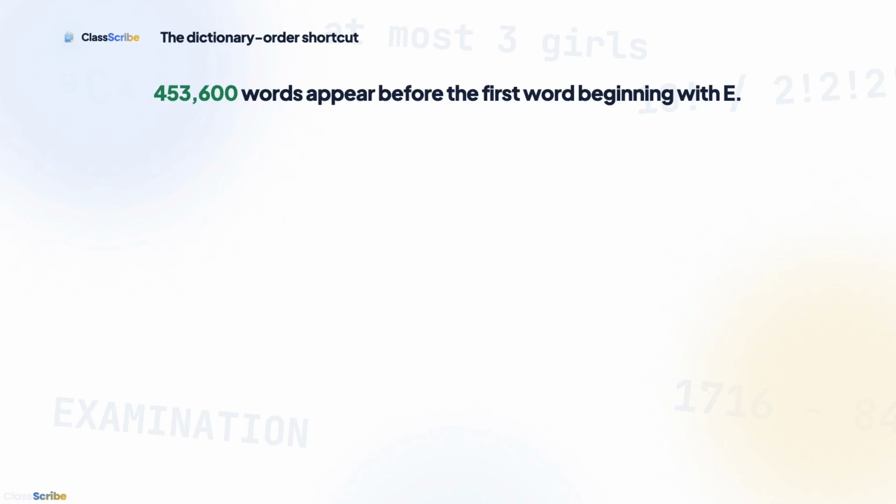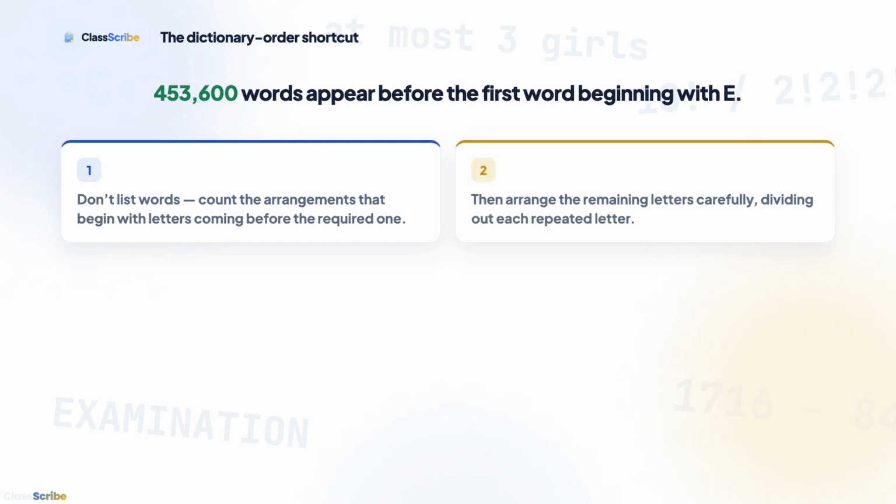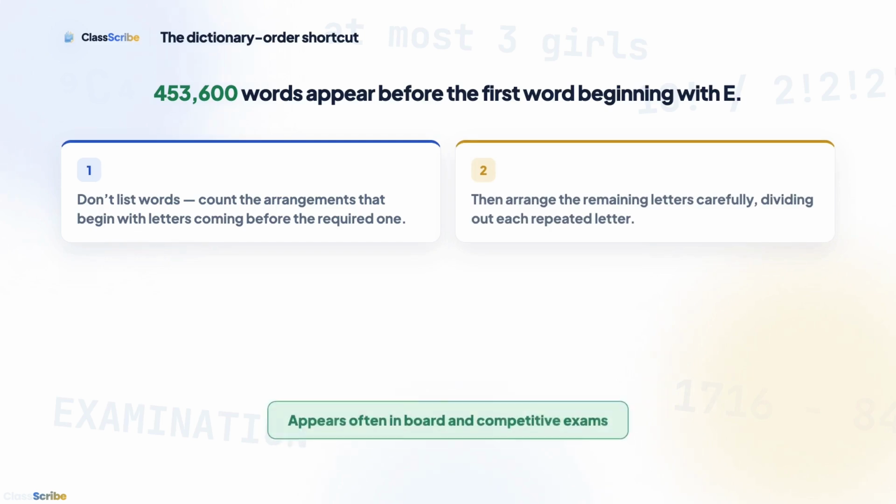This question teaches a very useful shortcut. In dictionary order problems, instead of listing words, count the arrangements beginning with letters that come before the required starting letter. Then arrange the remaining letters carefully, taking repeated letters into account. This simple idea appears frequently in board exams as well as competitive examinations.